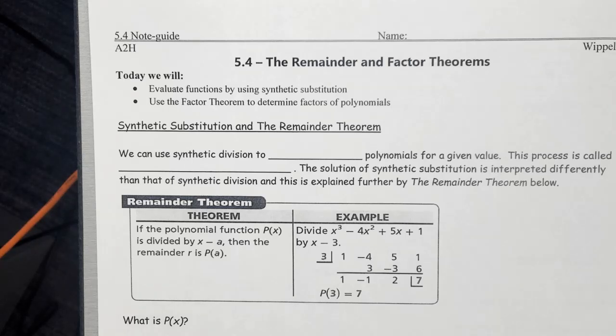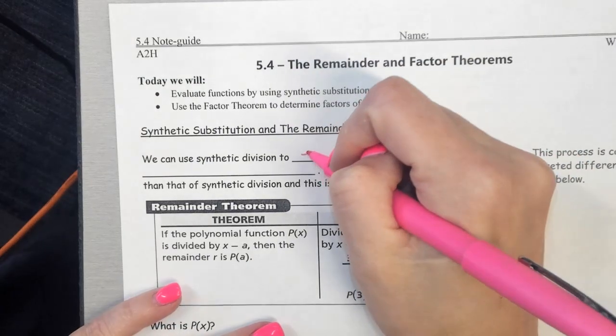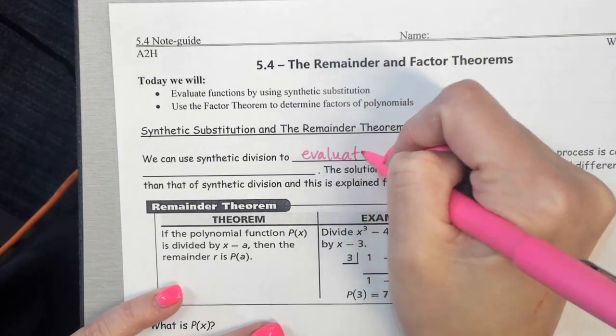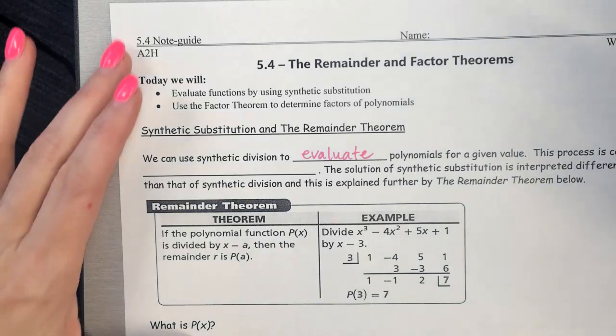So we are going to use synthetic substitution today in conjunction with the factor theorem and the remainder theorem. So we can actually use synthetic division to evaluate polynomials. Before, we were using it for long division, okay, now we're going to use it to evaluate. So normally if you have to evaluate a value for a polynomial, you just plug it in, use your order of operations. You can also use synthetic division.